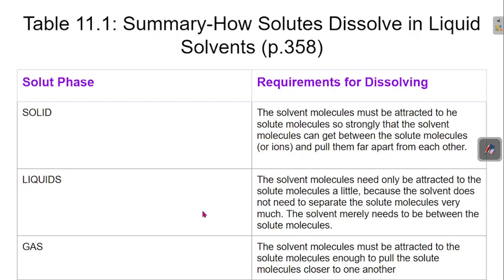Now, liquids are easy to dissolve in one another if there's attraction of charges. They only need to be attracted to the solute molecule a little bit, because you don't have to really separate the solute molecules from a solid. They're already kind of separate. So the attraction needs to be there still. You have to have attraction, but not as strong as if you had a solid. Gases: the solvent molecules must be attracted to the solute molecules very strongly to pull the solute in towards that solvent. And you need to know these.